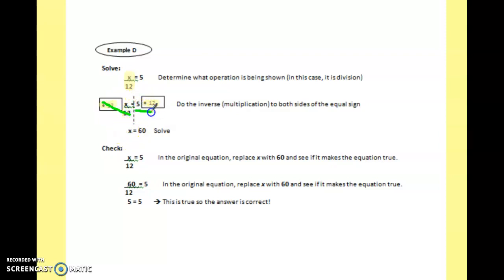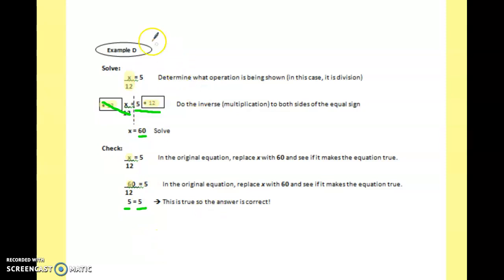Following through with my computation on the right, we have 5 times 12, which gives us 60. So x is equal to 60. Checking it, here's my original equation. We take out the x, evaluating it in a sense, and put in our answer of 60. Now, what is 60 divided by 12 on the left-hand side? It's 5. When I bring down my other number, we get the statement 5 equals 5, which is true, meaning that we solved the problem correctly.